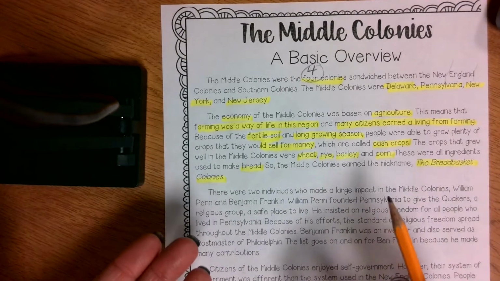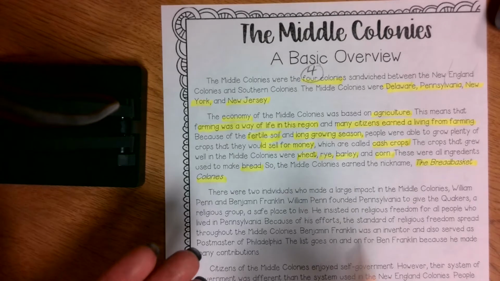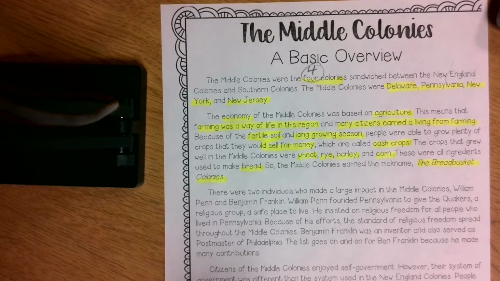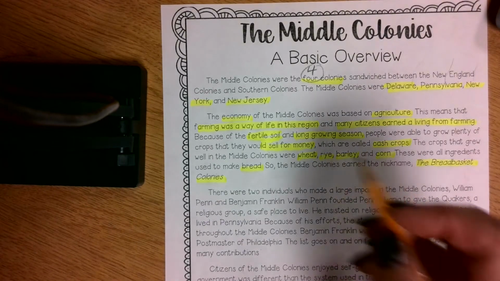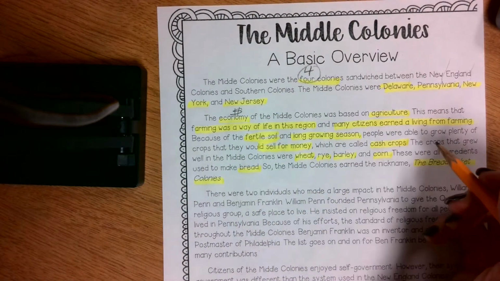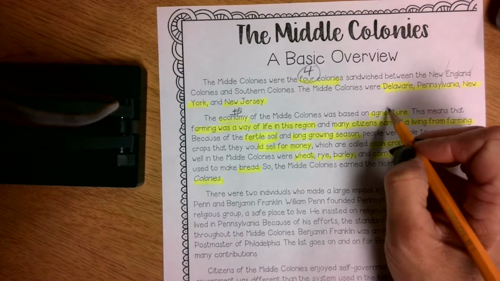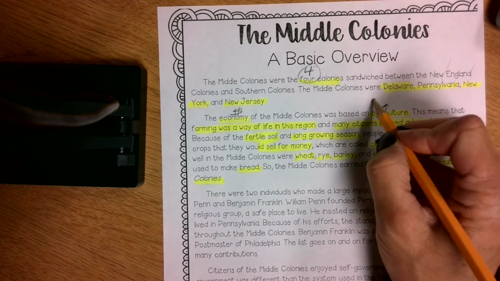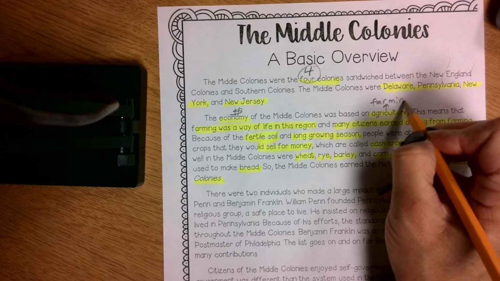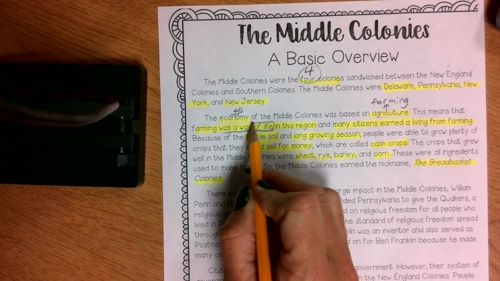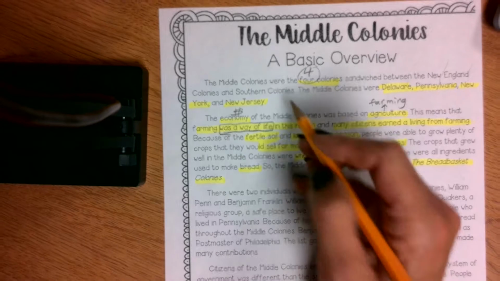Okay, so this is very different from the New England colonies, which had terrible farming soil and had to resort to fishing and lumber and whaling to make their money, right? So the economy, that means how they use their resources to make money, is based on agriculture. And agriculture is a fancy word for farming. This means that farming was a way of life. That means they did it a lot.